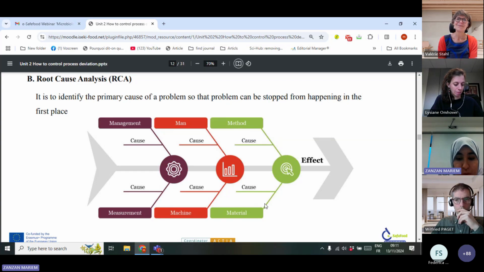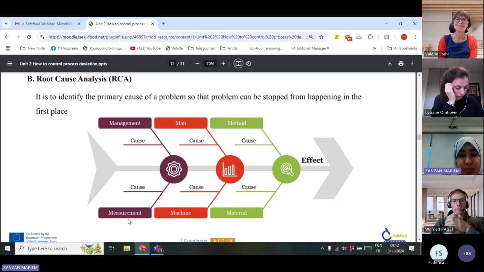We have also material. We examine the raw material used in the production. If there is any contamination of an ingredient, it can directly impact the final product. And finally, measurement. Inadequate measurement tools or methods used can lead to different deviations. So applying this 5M framework, we can identify the root causes, leading to more effective corrective actions and improved processes.